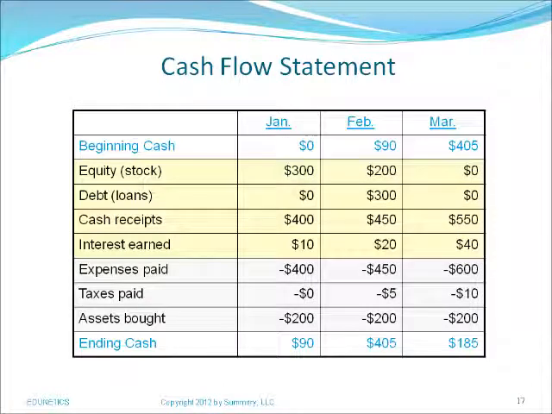The cash flow statement works with the first two statements to provide a snapshot of your periodic cash balances. You start with your beginning cash balance, add the money from new equity, debt, loans, or cash receipts generated from your sales, plus any interest. Then you subtract the expenses paid and any assets purchased during the period. These basic financial statements provide a good picture into your business plan.